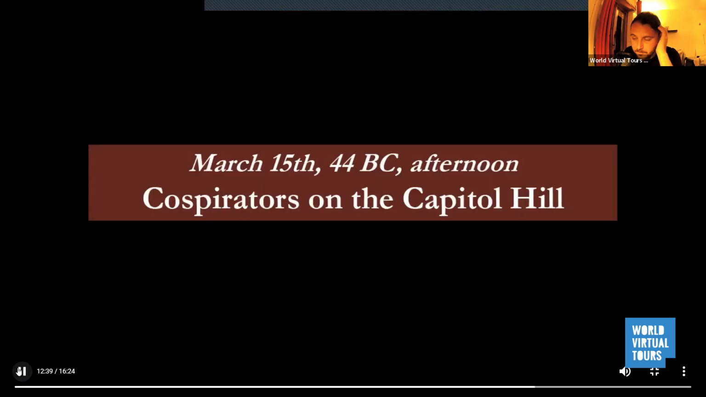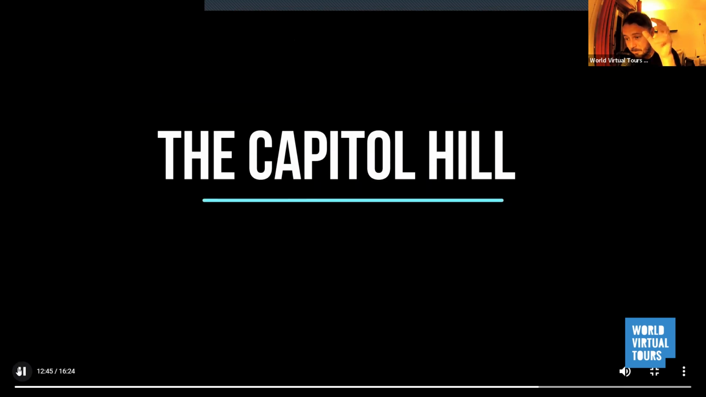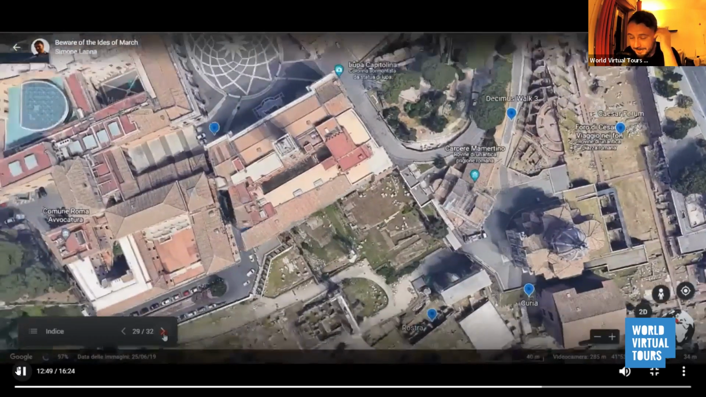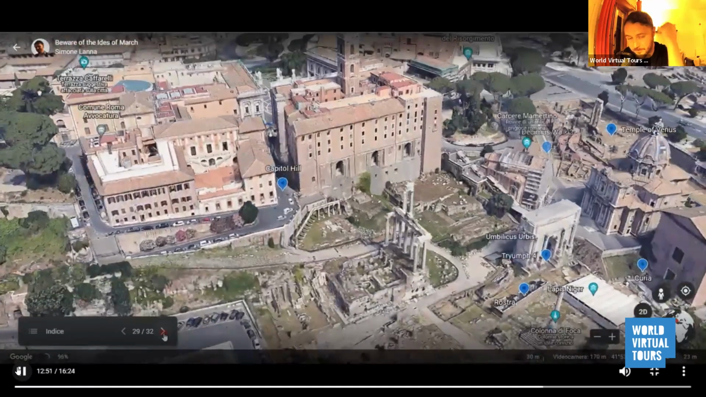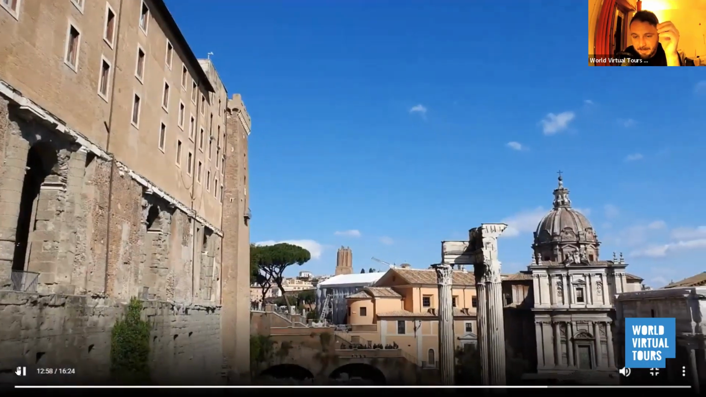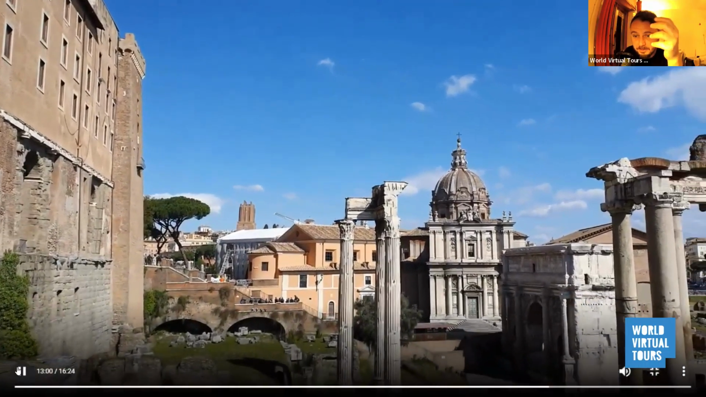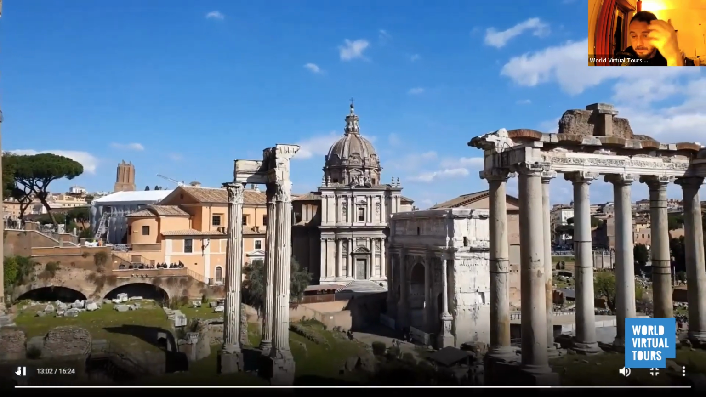Okay, it's time to move. It's March the 15th. That afternoon, the conspirators climbed the Capitol Hill, which was basically one of the safest places in Rome, and they started talking to the crowd. When I say talking to the crowd, you have to imagine it like Twitter today. Today, our politicians tweet to comment on political events. At that time, the politicians had to talk to the crowd.